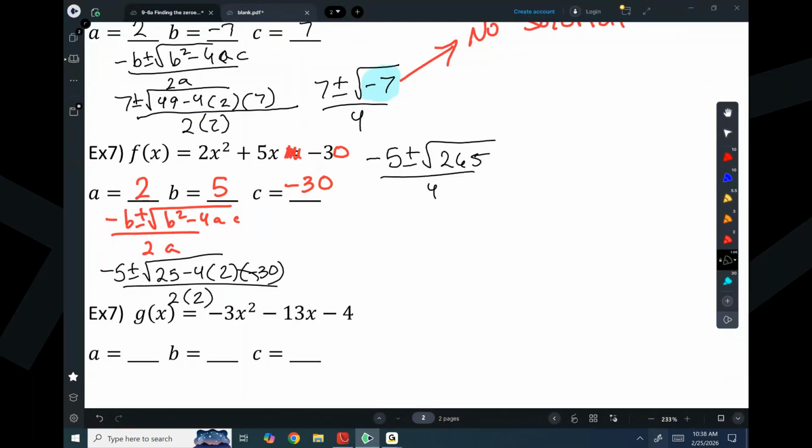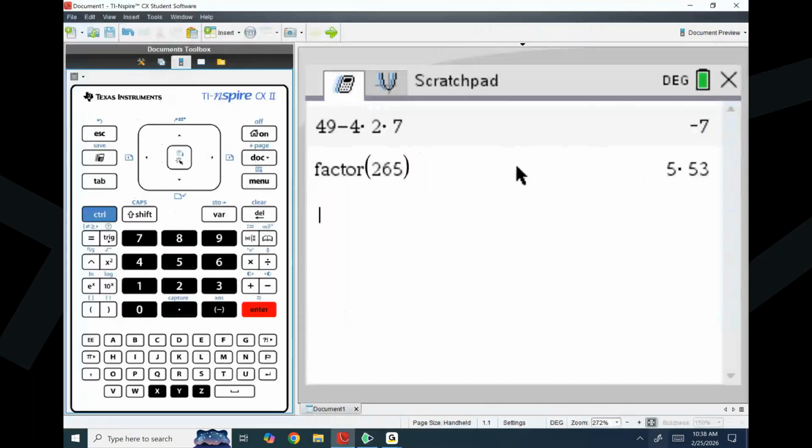I get 2 answers, right? I get -5 plus root 265 over 4, and I get -5 minus the square root of 265 over 4. Yeah? Okay, now she asked a good question.